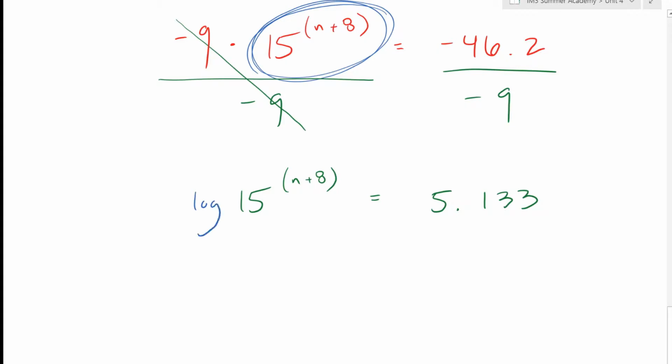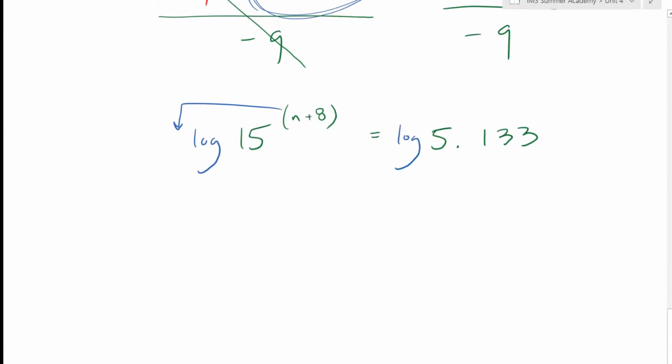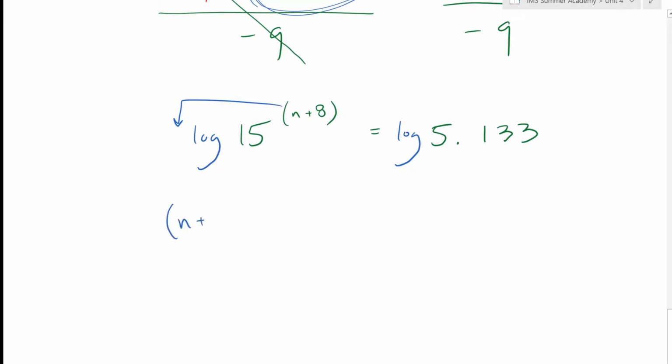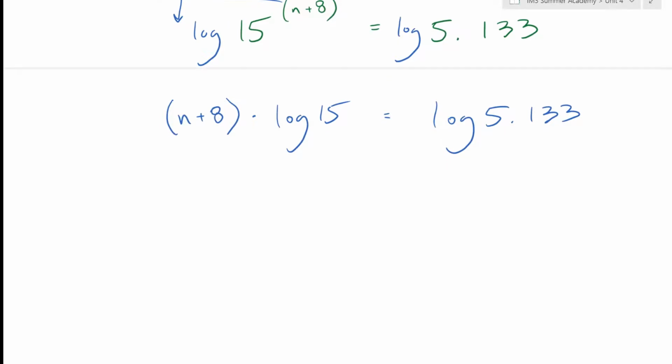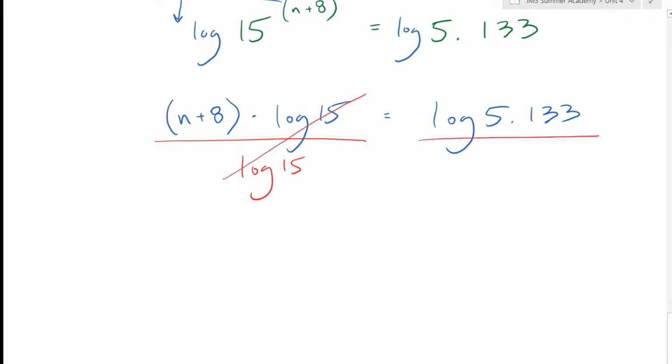All right, now I'm getting ready to figure out that variable. So we need to log this, so this whole thing moves forward, but if I log one side, I log the other. So (n plus 8) times log 15 equals log 5.133. I need to get that n by itself, so I'm going to divide that log over. So once you get to this point, the steps start becoming the same as the other problems. So now we just got n plus 8, don't need the parentheses anymore.